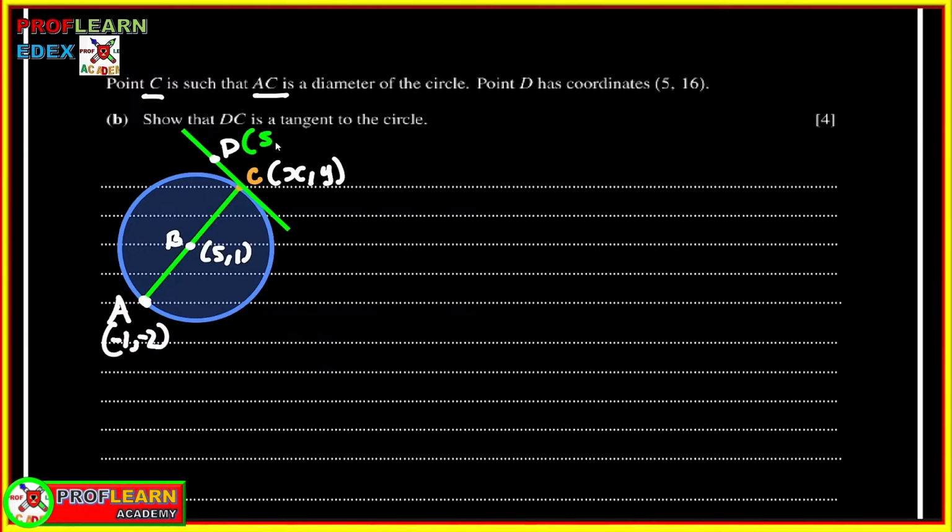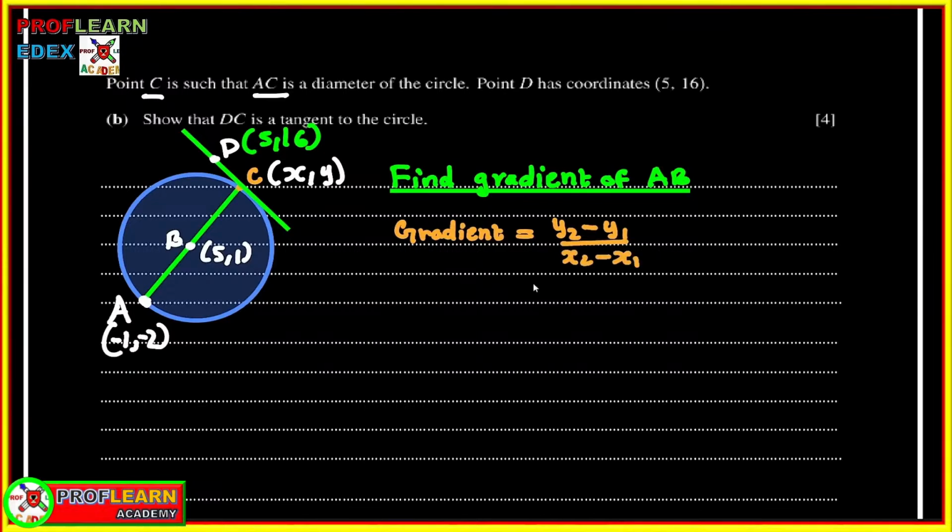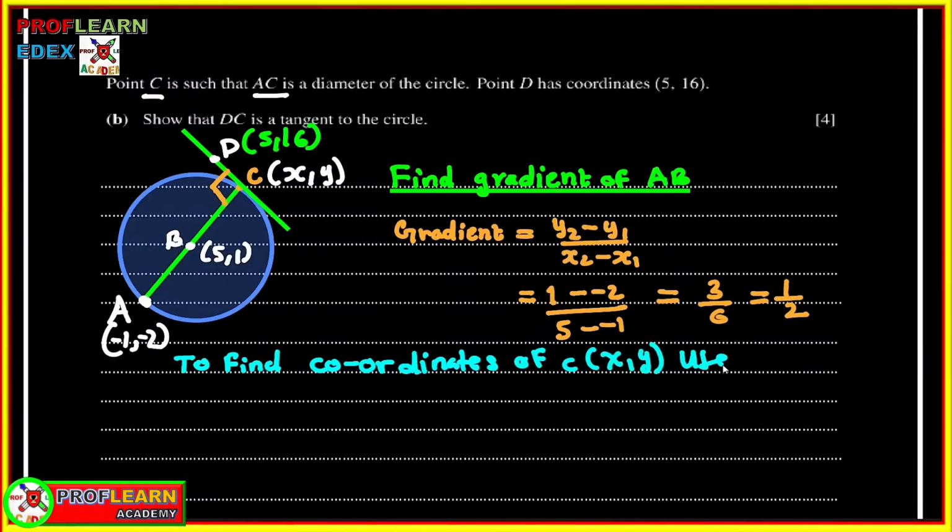So we have the general coordinate C, x, y. You can see we can find the gradient of the diameter using A and B. The gradient of AB will be the gradient of that diameter. Remember, the gradient of a line is change in y over change in x. That's y2 minus y1 over x2 minus x1. I can substitute the values there so that I get my beautiful gradient as a half. Then I need to find the coordinates of x and y.